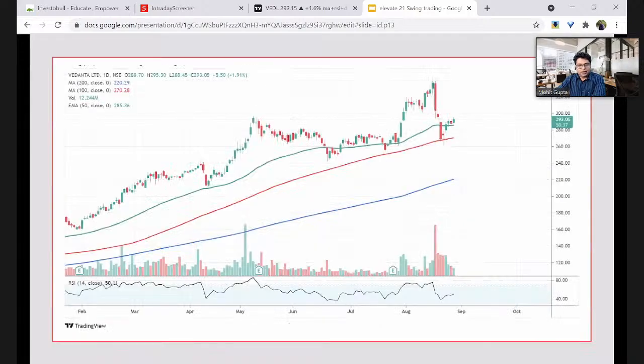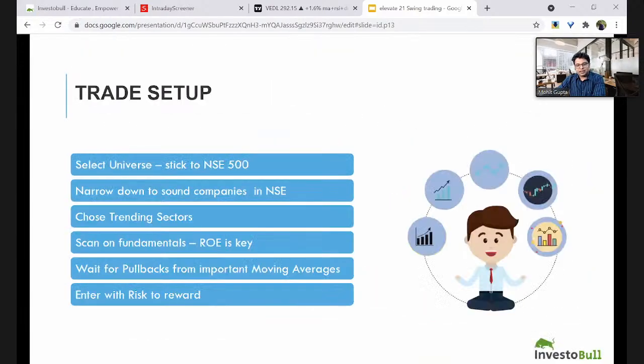Okay, now, trade setup. Let's take a quick look at what trade setups you are going to look for in stocks. So first of all, our universe is NSE 500. We are not going to select our stocks outside the NSE 500 universe. Out of this NSE 500 universe, we are going to narrow down on companies which have good return on equity, or some basic fundamentals which we can figure out.